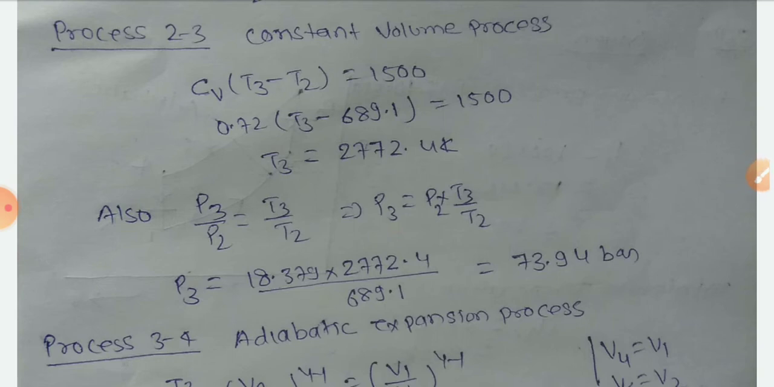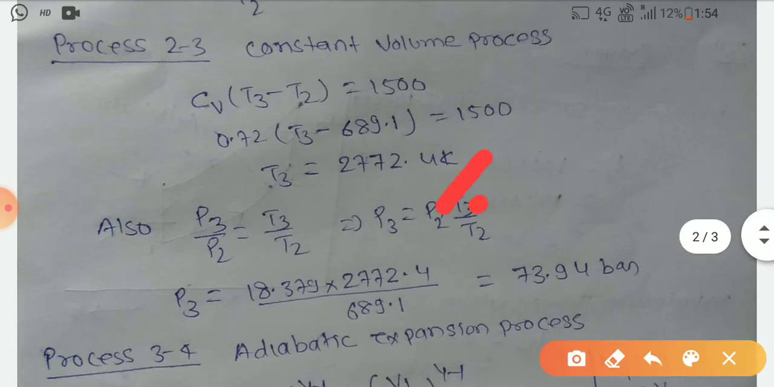Also you can find P3 by P2 equal to T3 by T2. So P3 is equal to P2 into T3 by T2. P2 you know, T3 you know, and T2 you know. So P3 comes to 73.94 bar.